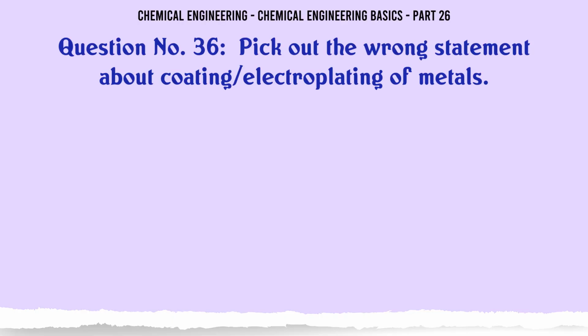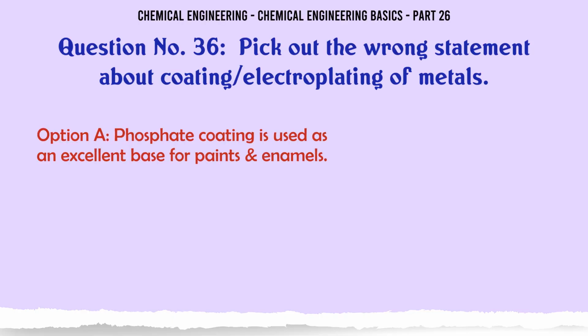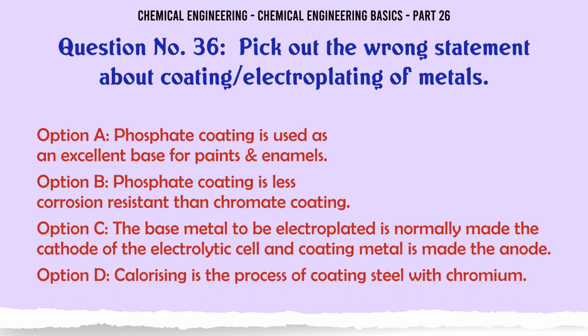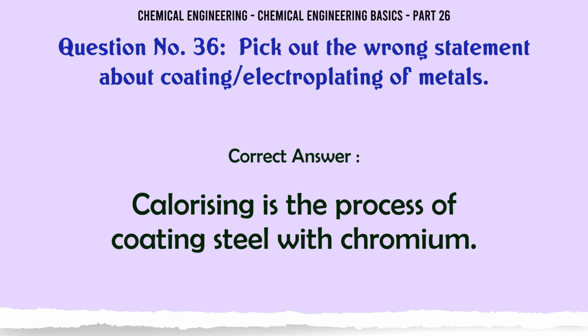Pick out the wrong statement about coating, electroplating of metals. A. Phosphate coating is used as an excellent base for paints, enamels. B. Phosphate coating is less corrosion resistant than chromate coating. C. The base metal to be electroplated is normally made the cathode of the electrolytic cell and the coating metal is made the anode. D. Calorizing is the process of coating steel with chromium. The correct answer is calorizing is the process of coating steel with chromium.